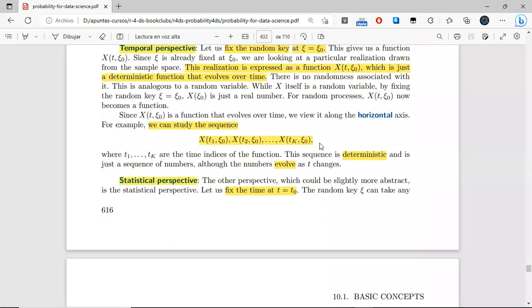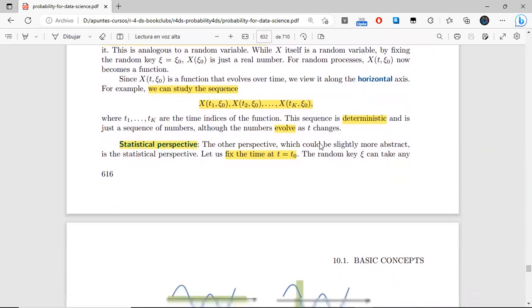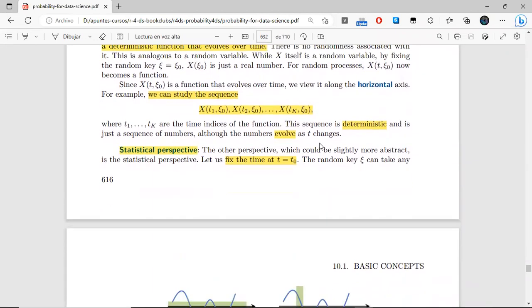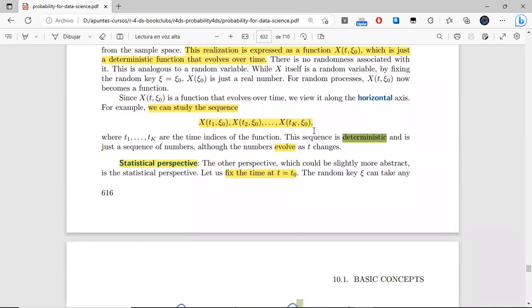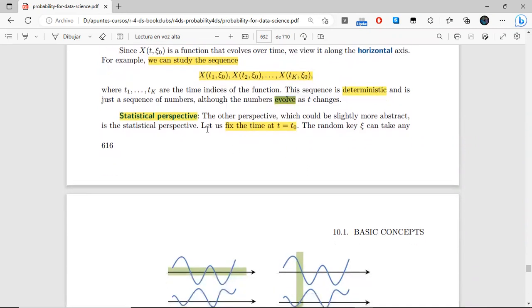The continuous approach is also studied, but in a later part of the chapter. So just to emphasize, this temporal perspective is deterministic. We have a sequence of numbers, and we are simply taking a look at how they evolve over time.